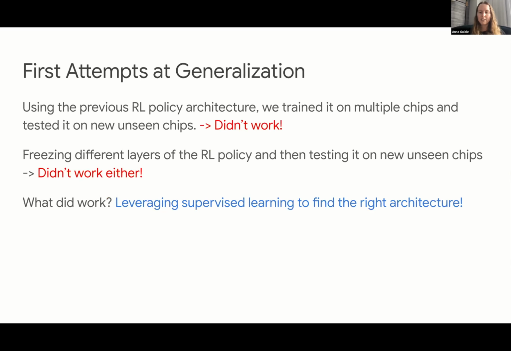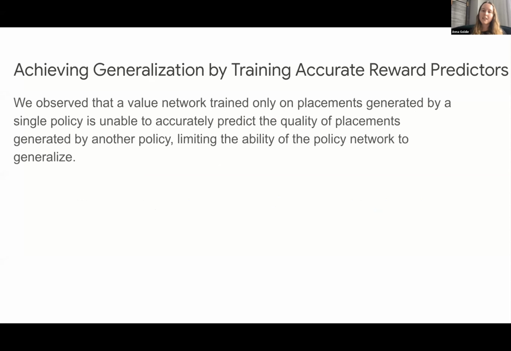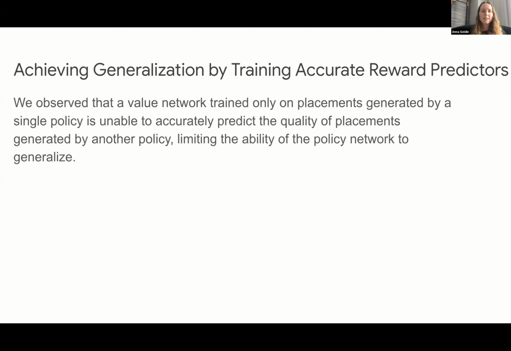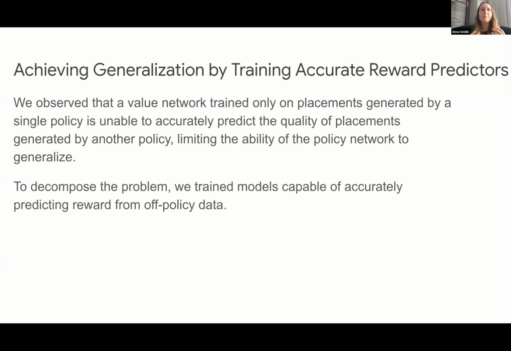But we actually didn't use the pre-trained weights, we just used it to find the architecture, and I'll explain what I mean. The observation was that the reason our policy was doing so poorly at generating high quality placements for a previously unseen chip block was because the value net was failing to predict the quality of placements for that block generated by the policy. And so we decided to decompose the problem.